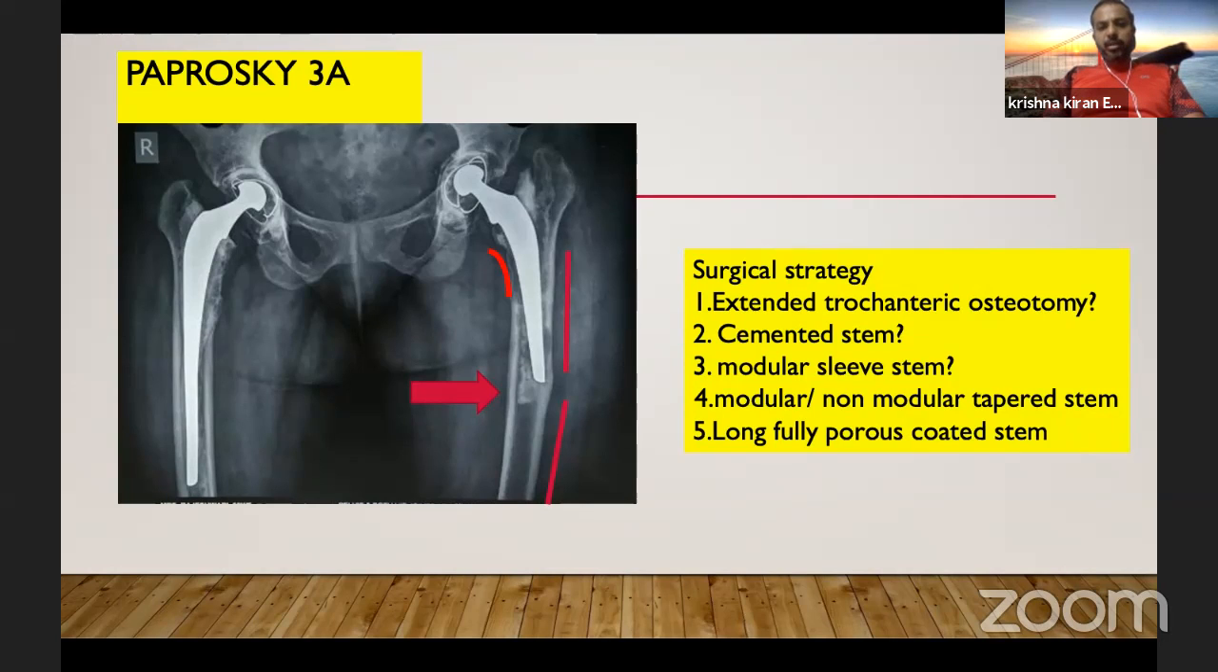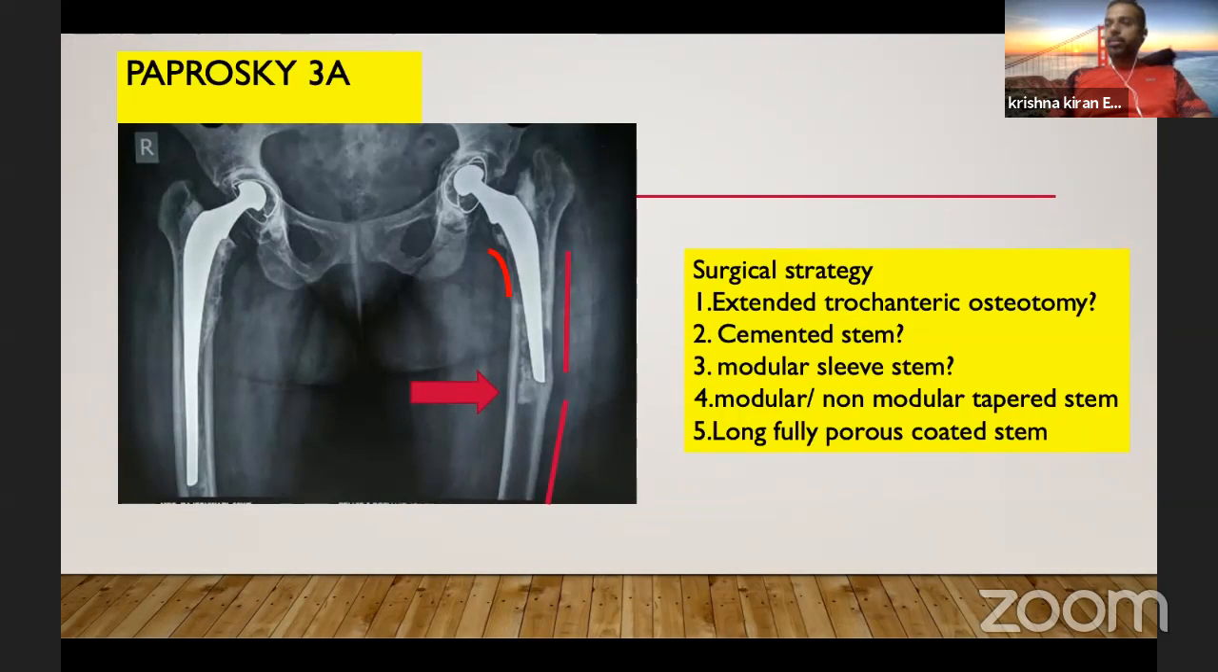But if you're able to get your stem inside in a proper way without having to do an osteotomy, up to 10 degrees of angulation can be accepted. But beyond 10, you will definitely have to do ETO. Cemented stem, modular stem, not options in these cases because the proximal bone is already damaged. So there's no way you'll get fixation of the sleeve. The only options here are either modular or non-modular tapered stem or a long, fully porous coated stem.